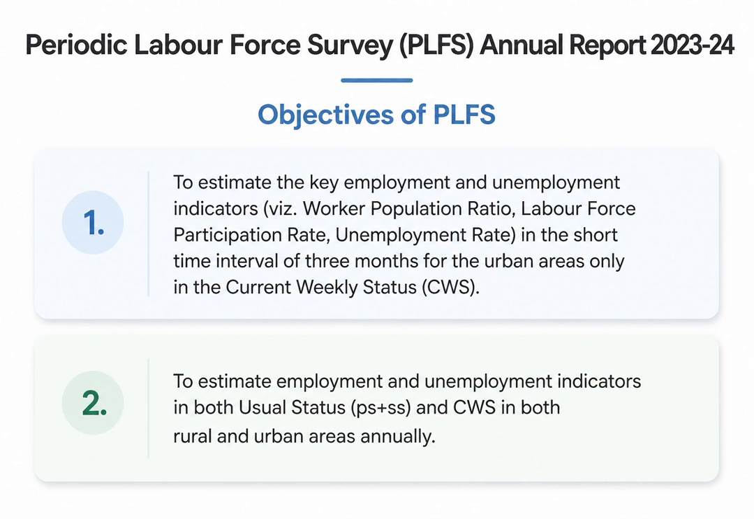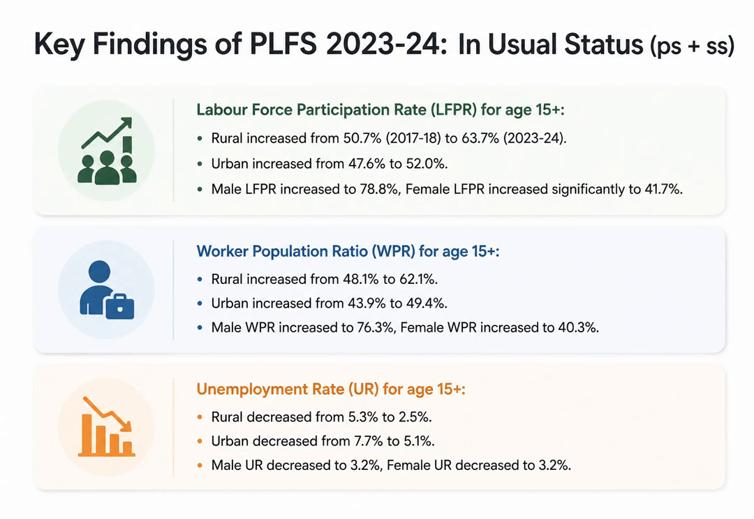This dual approach gives policymakers both a rapid urban snapshot and a comprehensive annual national picture. So what did the 2023-24 PLFS reveal regarding the usual status? The findings show substantial improvement across the board. The labor force participation rate for those aged 15 and above saw a massive jump in rural areas, from 50.7% in 2017-18 to 63.7%. Urban areas also grew to 52%. Notably, female participation nearly doubled, reaching 41.7%.